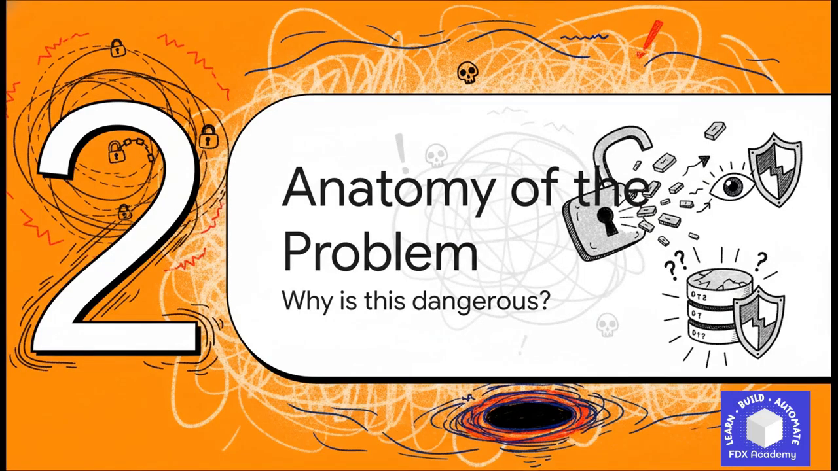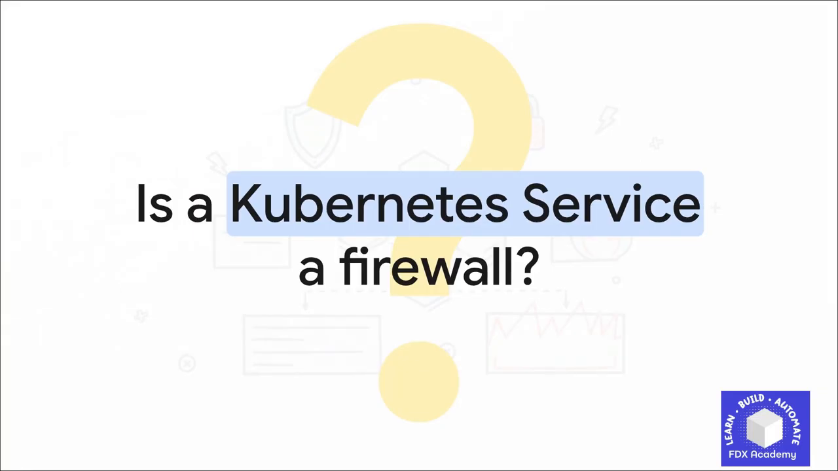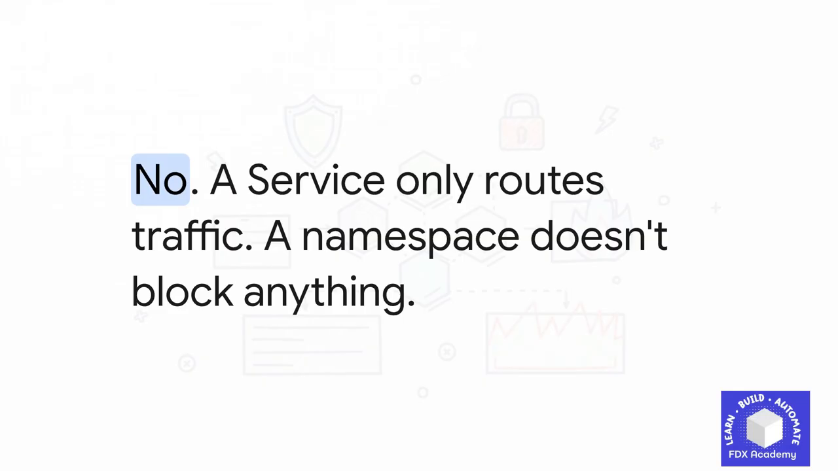Let's move to part 2 and break down the anatomy of this problem. Now, you might be thinking about your own architecture right now. You might be saying, well, my namespaces or my Kubernetes services are protecting me from this kind of internal threat, right? But let me ask you a very direct question. Is a Kubernetes service actually a firewall? No, absolutely not. A service is literally just a routing rule. If anyone can reach the service IP, they can reach the pod behind it, period.